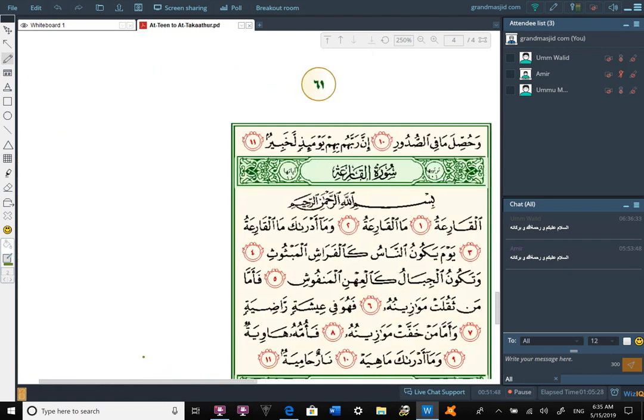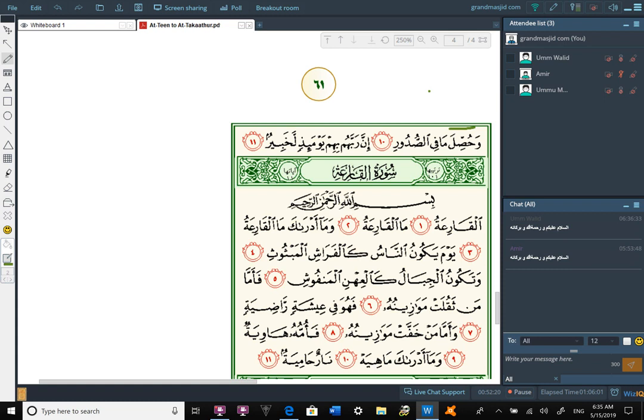وَحُصِّلَ مَا فِي الصُّدُورِ. Wa is harf atf. Hussila is again majhul. It is again majhul from hassala, form 2, meaning to be made known as well. To be made known. Bu'thira would be to be exposed. Hussila means to be made known. Right? To be made known.